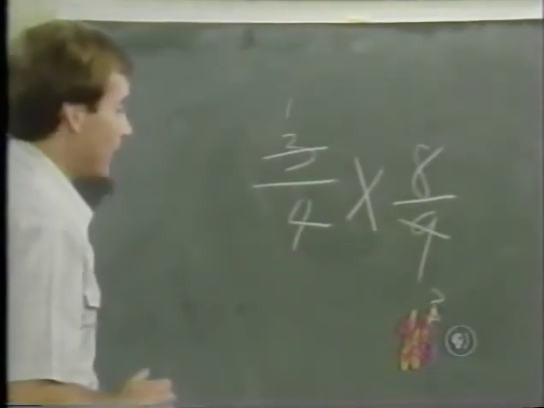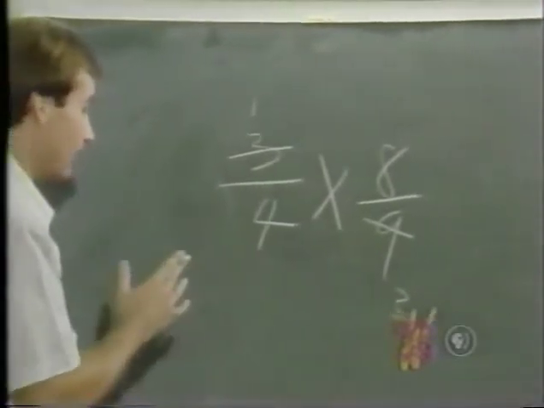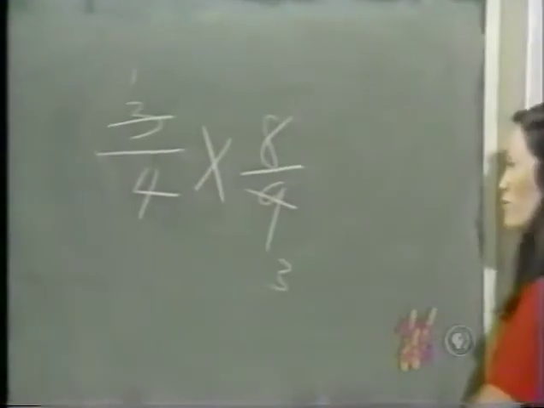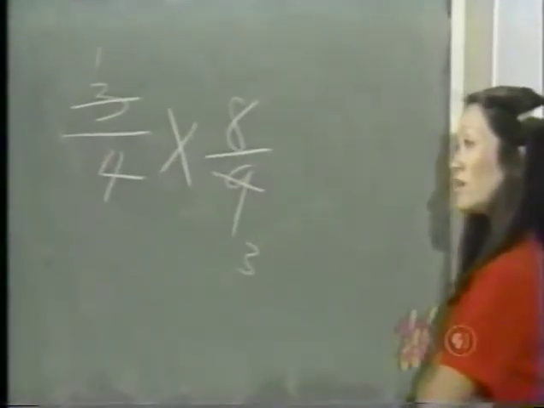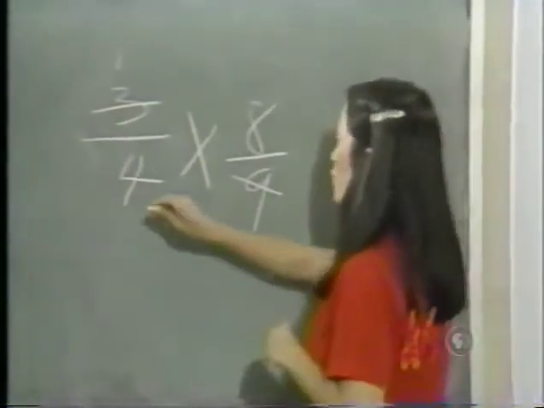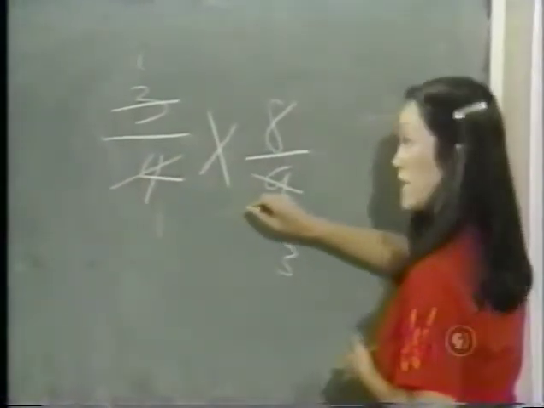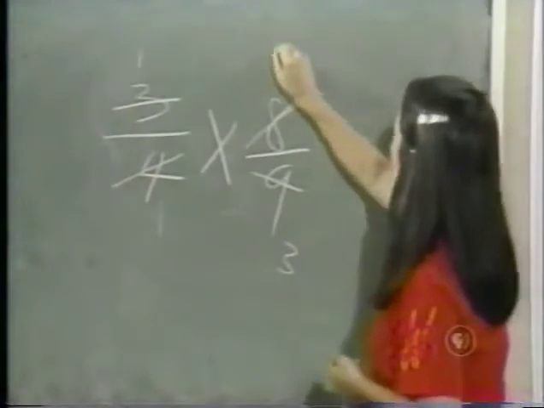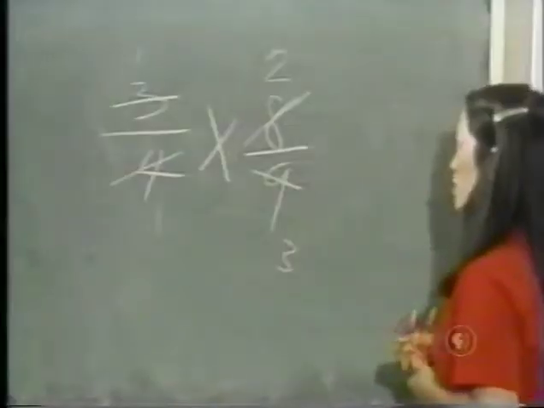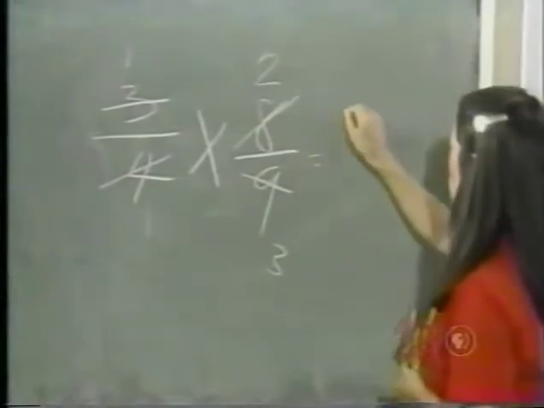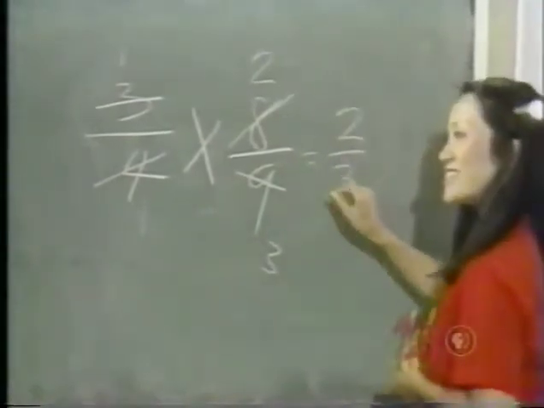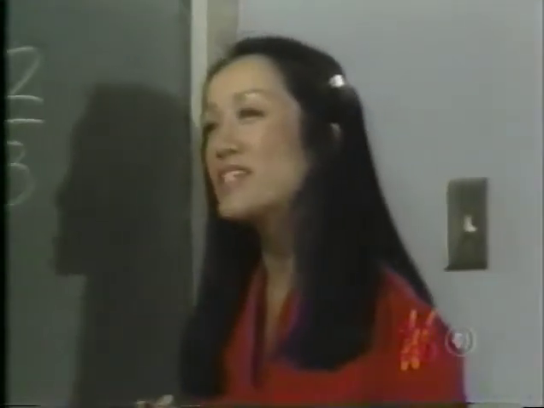Do you see a common factor for the other denominator and numerator? 4. Okay. Show me the mechanics on that. 4 goes into 4 once. Cross out the 4 and put 1. 4 goes into 8 twice. Cross out the 8 and put 2. Okay, what do you have left? 1 over 1 times 2 over 3 equals 2/3. Make more sense to you now? I think so. Let me try one by myself. Okay.